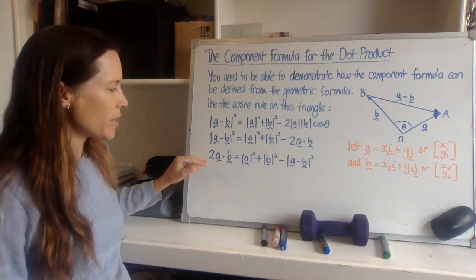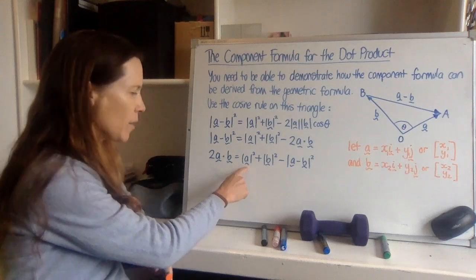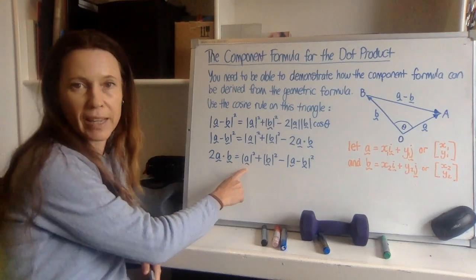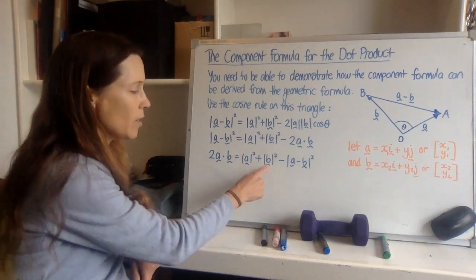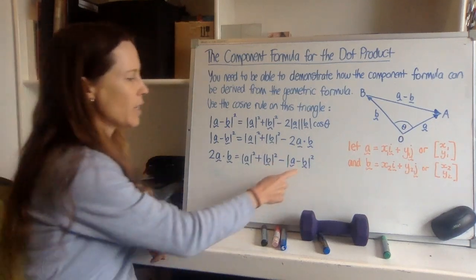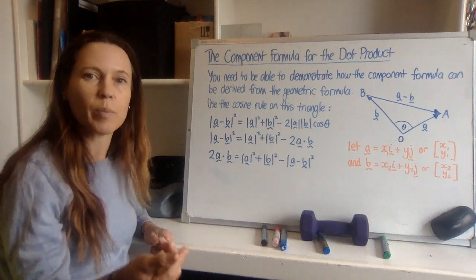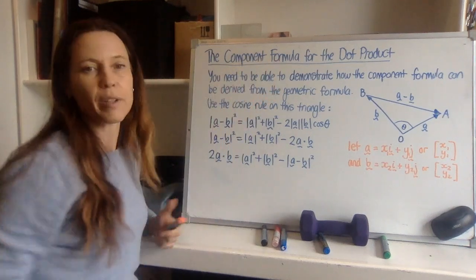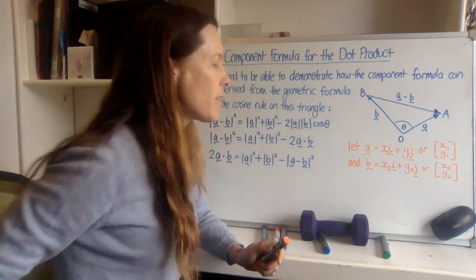From here, I'm going to say, all right, well, what is the absolute value of vector A? In other words, the length of vector A squared. What's the length of vector B squared? And what's this length squared? Because if I can come up with these in component form, then I'll have a component formula for the dot product. So this is easier than you might think.